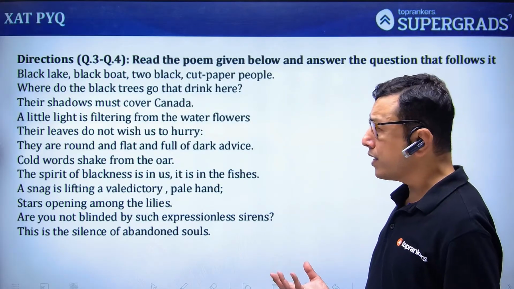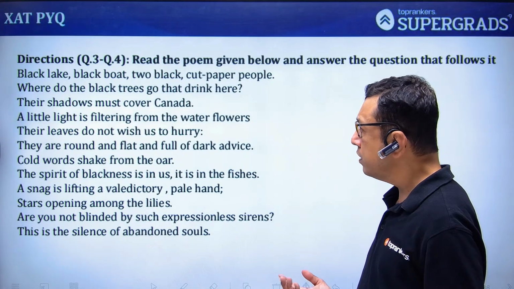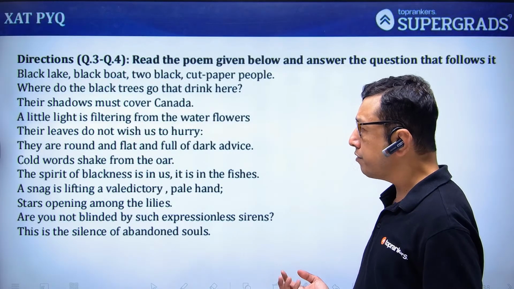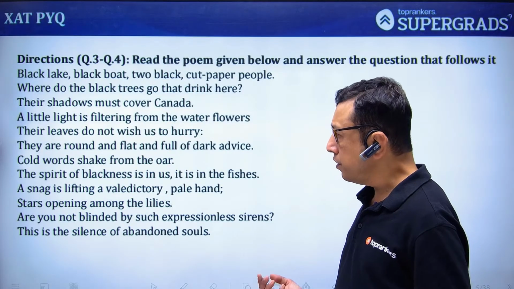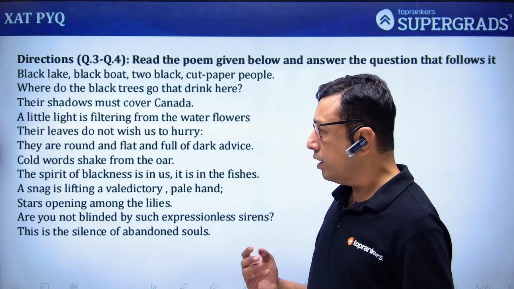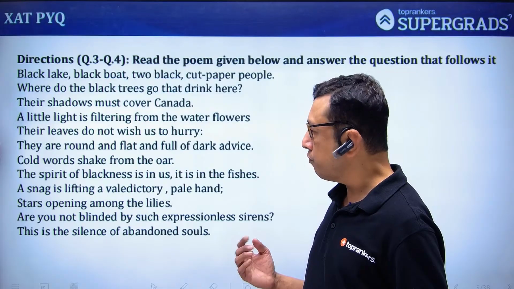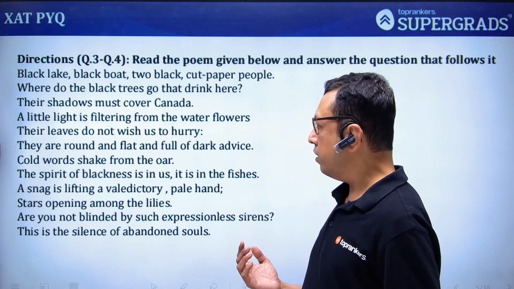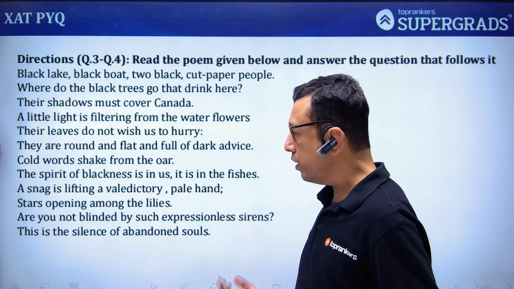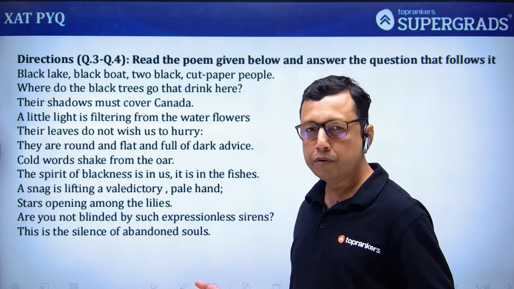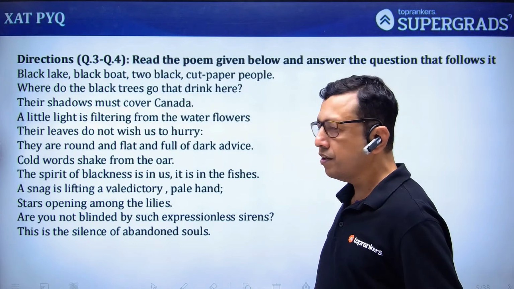ठीक है. Black lake, black boat, two black cut paper people. Where do the black trees go that drink here? Their shadows must cover Canada. A little light is filtering from the water flowers. Their leaves do not wish us to hurry. They are round and flat and full of dark advice. Cold words shake from the oar. The spirit of blackness is in us.